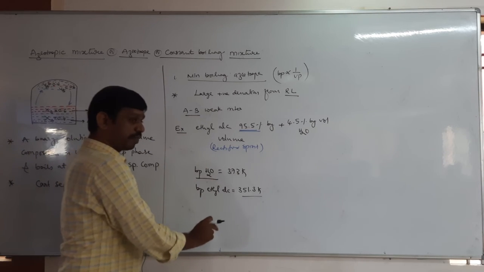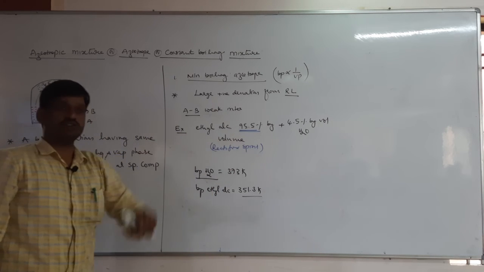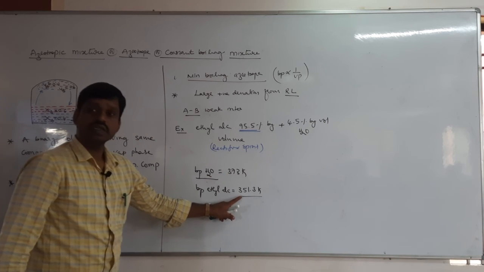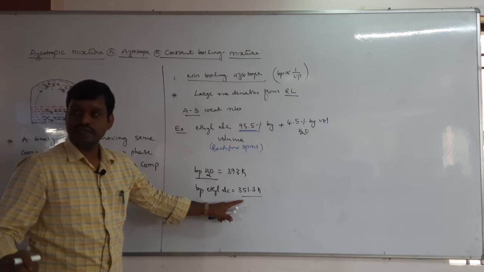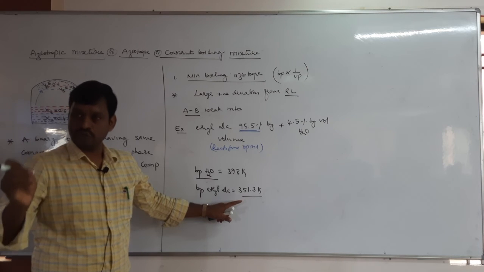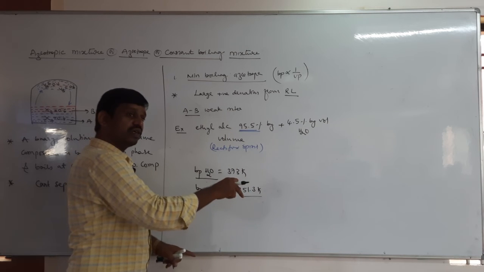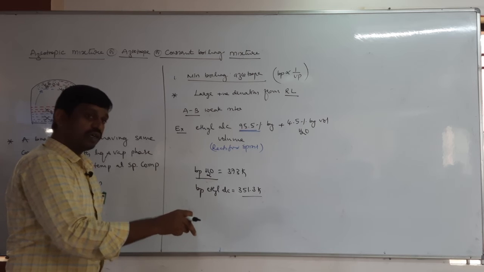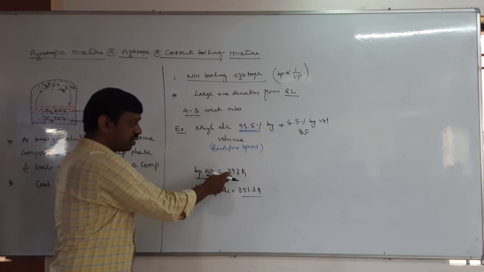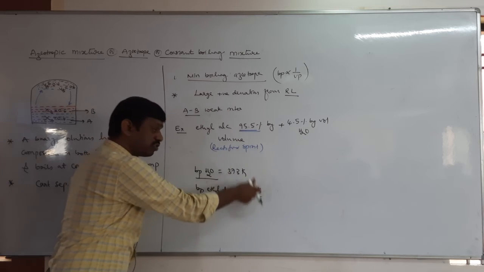Now tell me, by mixing these two, what is the boiling point of the mixture in this composition? It should be less than 373. It should be even less than 351.3. Why? Because it is a minimum boiling azeotrope. The meaning of minimum boiling azeotrope is that this azeotropic mixture boils at a lower temperature even compared with the two components, 373 and 351.3. So the boiling point of this mixture is less than these two.